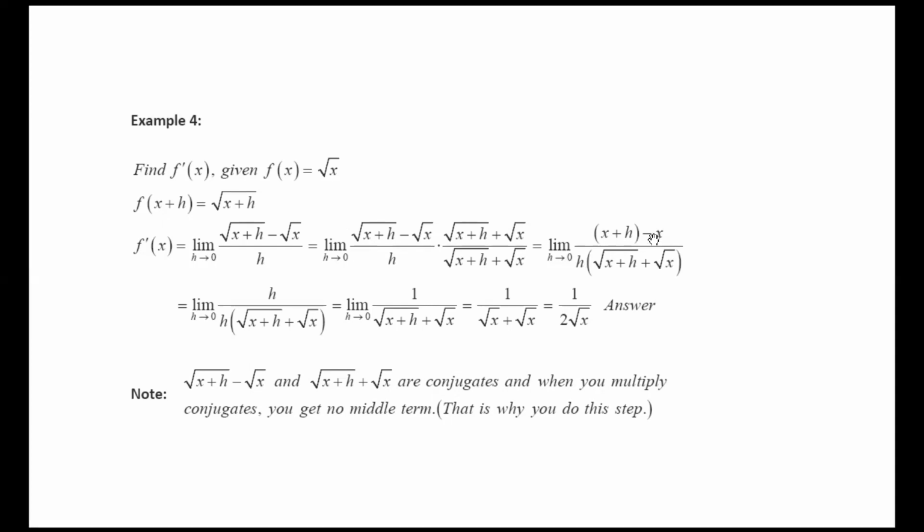Now the x's disappear, leaving us with an h. These h's cancel, okay? And so now all we have is 1 over the square root of x plus h plus the square root of h. Now, let h become 0, and when you do, this becomes 1 over the square root of x plus 0, or square root of x. Square root of x plus square root of x is 2 square roots of x, and that's your answer. When you have radicals, you do this.